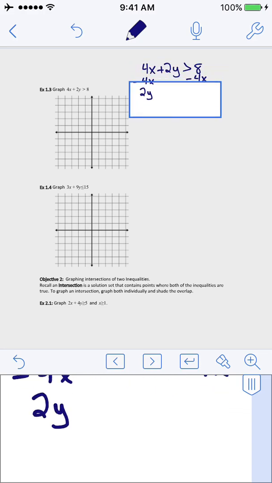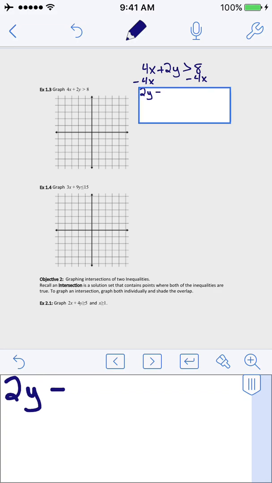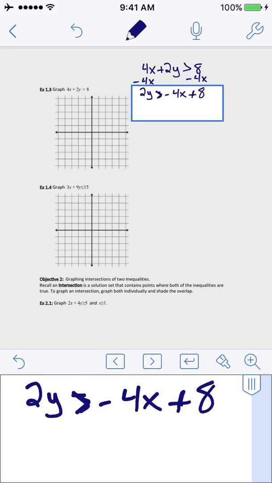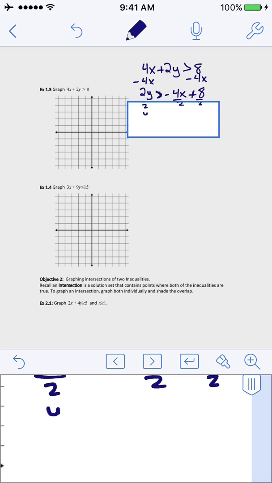We end up with 2y is greater than, right? Just because it's a minus 4x does not mean I need to switch the sign, right? I didn't divide. I didn't multiply. I just subtracted. So that sign stays the same. Negative 4x plus 8, right? And then divide by a positive 2, and since it's positive, again, that does not change. Y is greater than negative 2x plus 4.